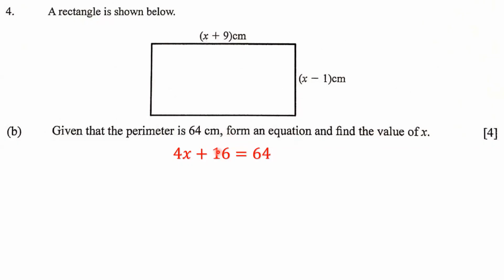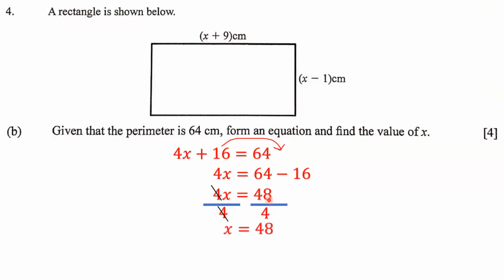We're going to send 16 over the equal sign. It was a positive 16. When we send it over, it becomes a negative 16. And so we have 4x equals 64 minus 16, which is going to be 48. We divide both sides by 4. And so we cancel this 4 with that 4. So we get that x is equal to 48 divided by 4. And so that means that x is equal to 12. So we found the value of x.